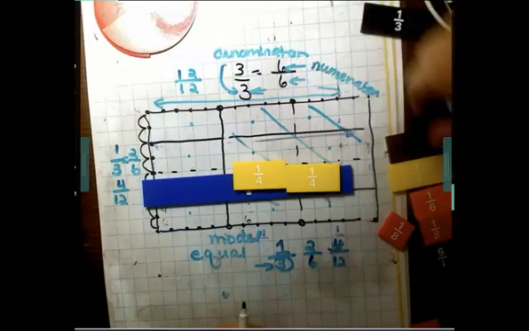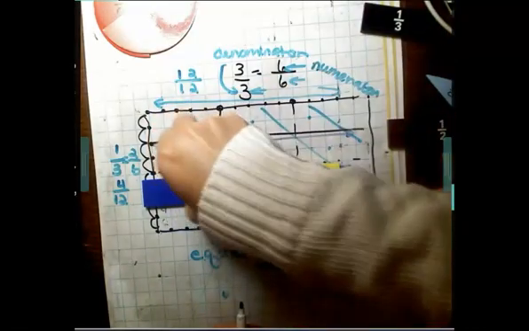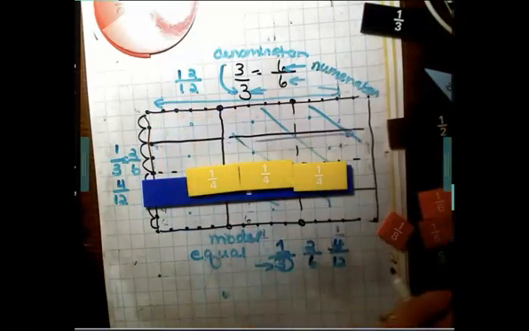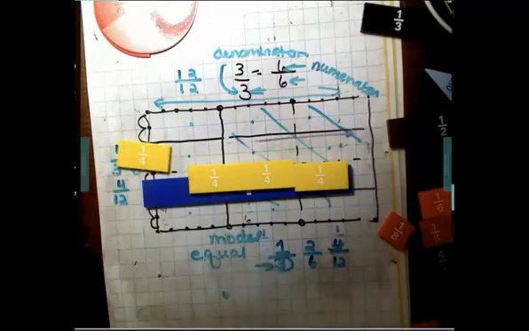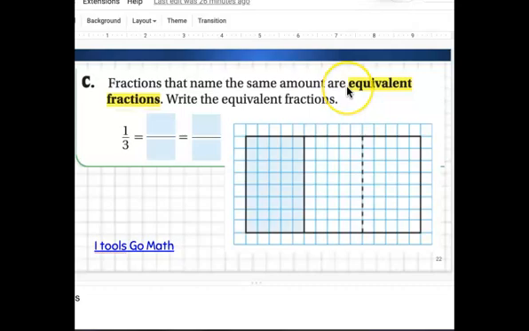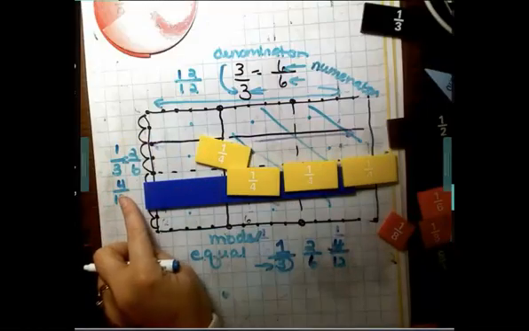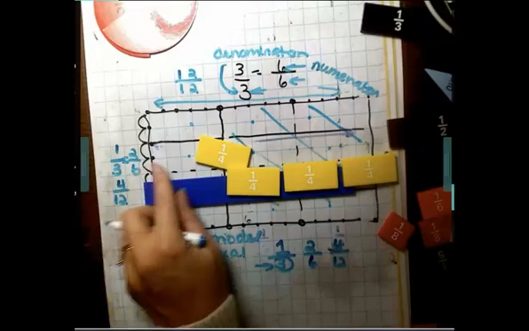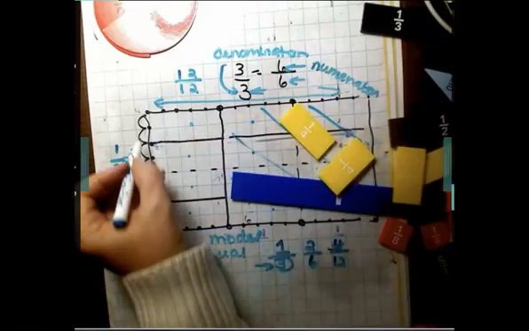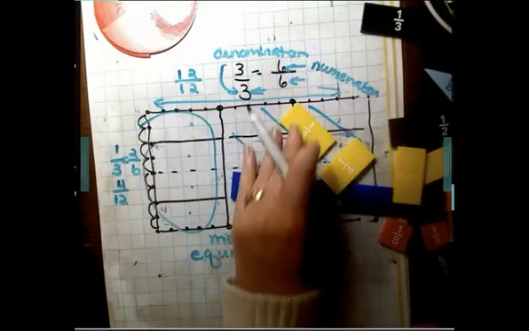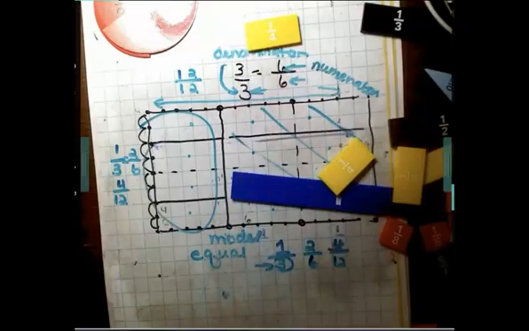And your numerator is how many parts of the whole you have. All right, well done, you guys. Let's see where we are. So again, fractions that name the same amount are those equivalent fractions. So we did 1/3, then we did 2/6, and then we did 4/12ths. Those were all of our equivalent fractions. They all represented the same amount.